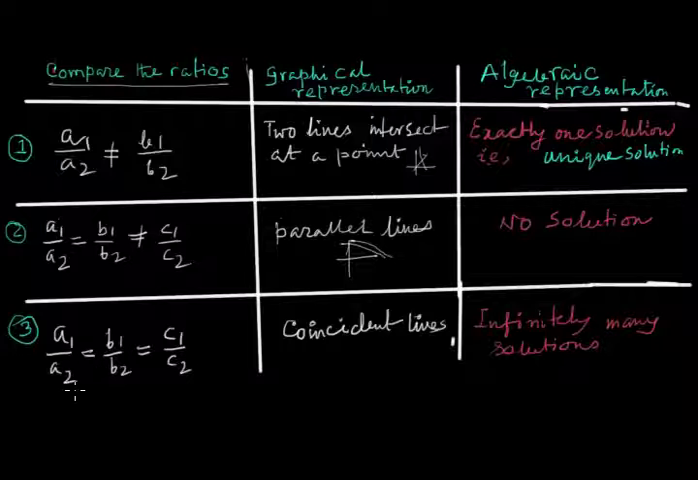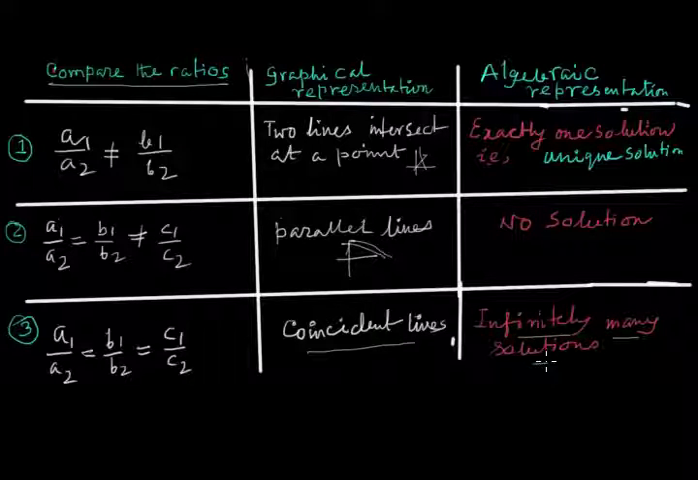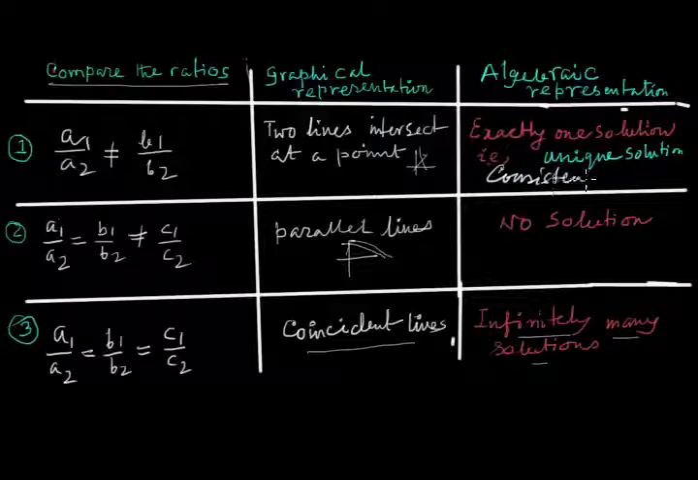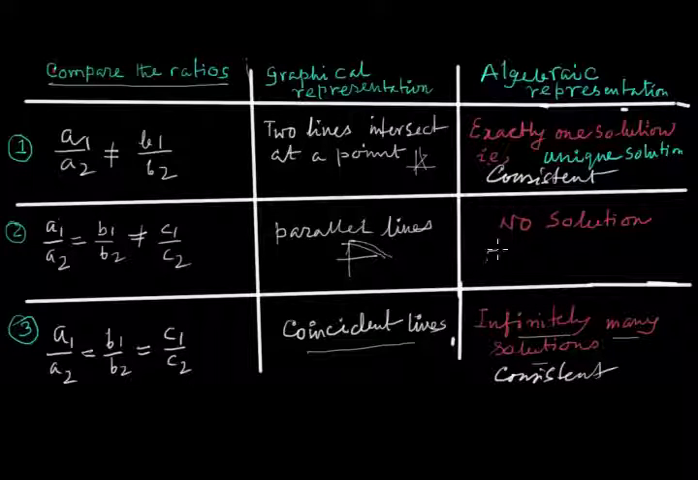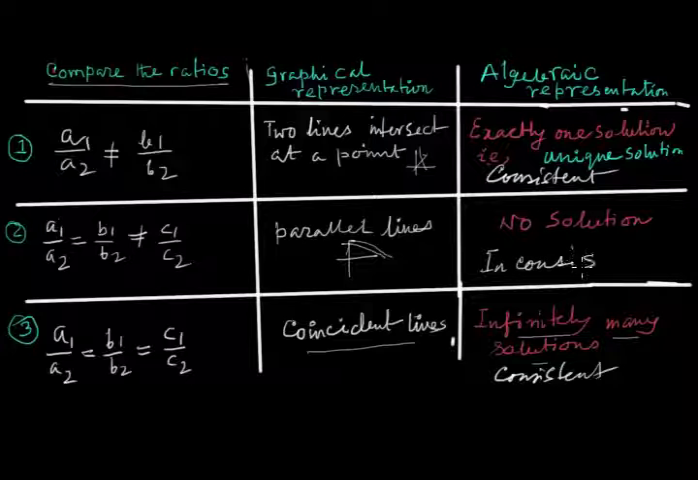And if it happens that a1 by a2 is equal to b1 by b2 is equal to c1 by c2, all the coefficient ratios are equal. In this case, we'll get two lines overlapping each other, that is coincident lines, and so it has infinitely many solutions. So this is consistent, and this is also consistent. And this is the case of inconsistent. Okay, thank you.